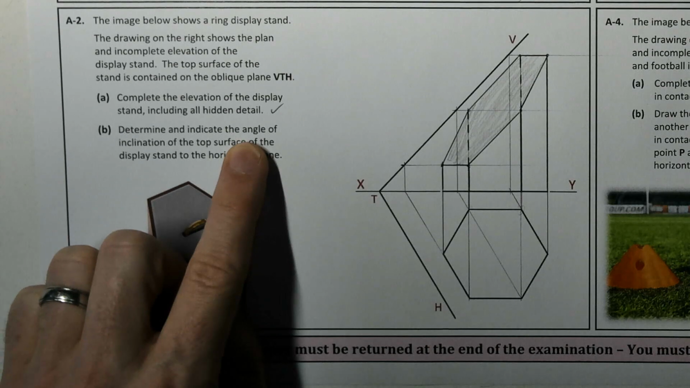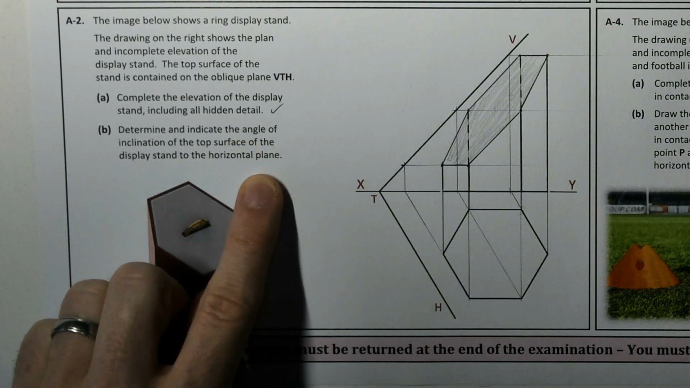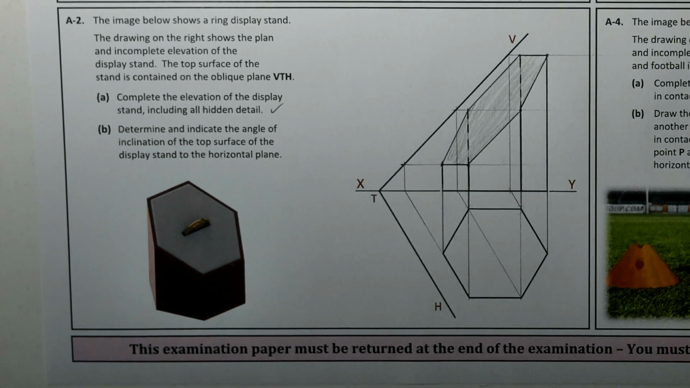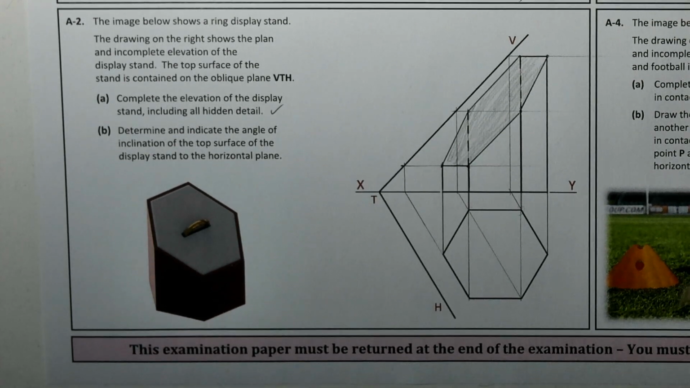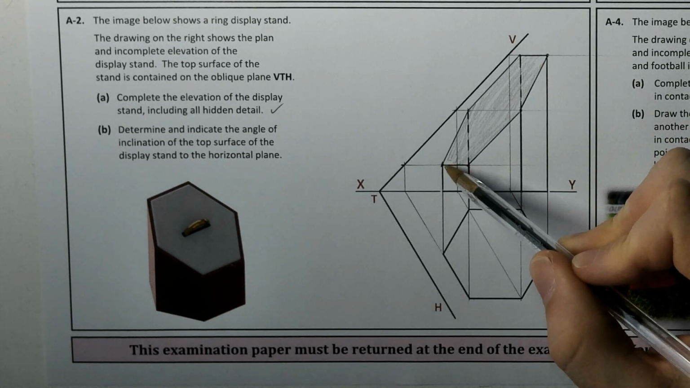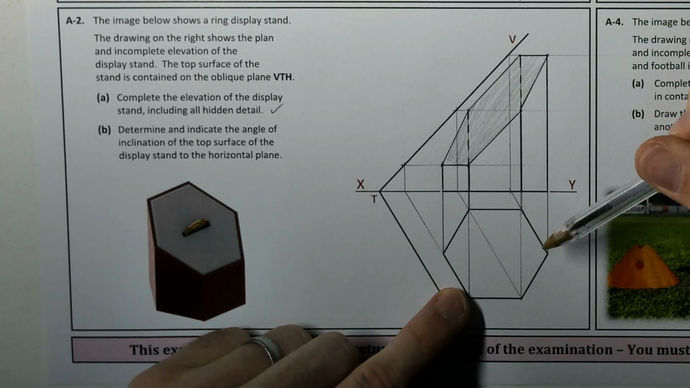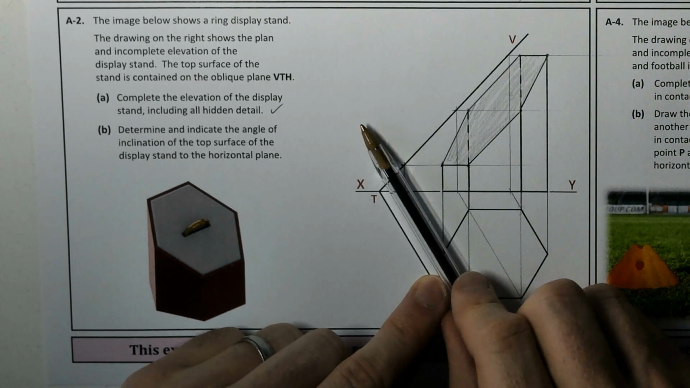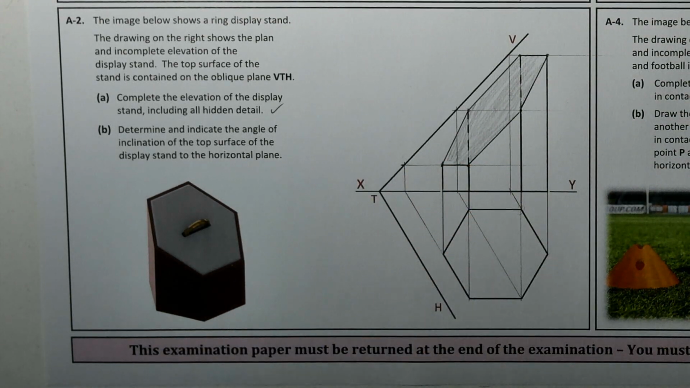Then determine and indicate the angle of inclination of the top surface of the display stand to the horizontal plane. So what we need to do is see the top surface as an edge view and the horizontal plane as an edge view. In order to do that, we need to identify horizontal lines on this plane. So we've got a horizontal line here, horizontal line here. Those 2 lines are true length in plan. So we need to look out along those lines and see them as a point view, which will give the entire plane as an edge view.